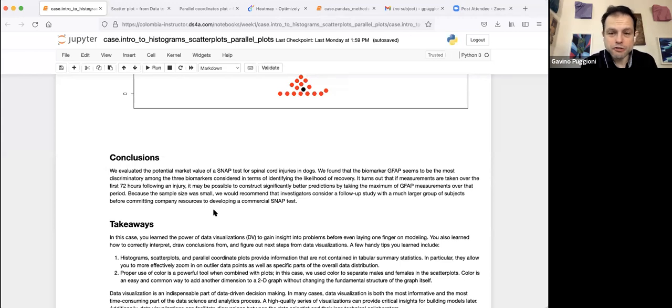So before we try modeling and so on, data visualization can be very effective in helping us understand the problem. We also learned how to identify potential issues in the data itself through the use of these plots. For instance, how well a biomarker can inform us, or how small or how large the sample size is.